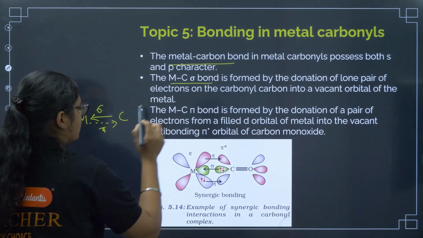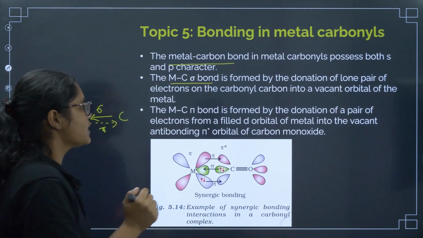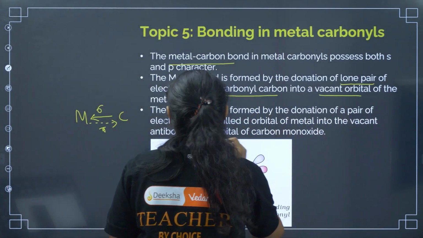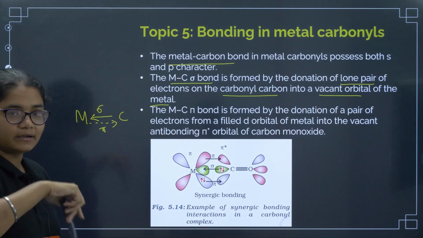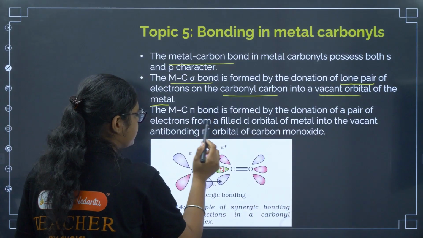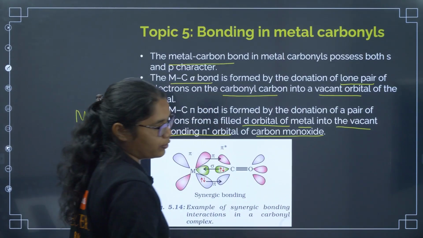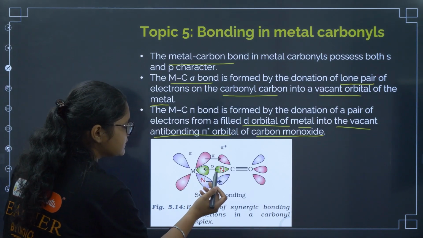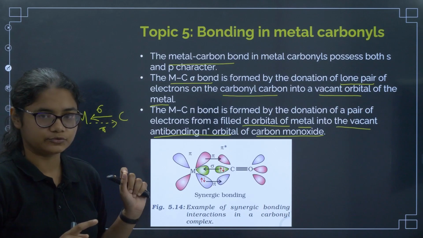Now the M-C sigma bond is formed due to the donation of electrons from the ligand to the metal, by the donation of a lone pair of electrons on the carbonyl carbon into the vacant orbital of the metal. Now the M-C pi bond is donated by the metal to the carbonyl, formed by the donation of a pair of electrons from a filled d orbital of the metal into the vacant anti-bonding orbital of carbon monoxide, right? So you can see here, sigma bond is from carbonyl to metal and pi bond is from metal to carbonyl. So the anti-bonding orbital is used.